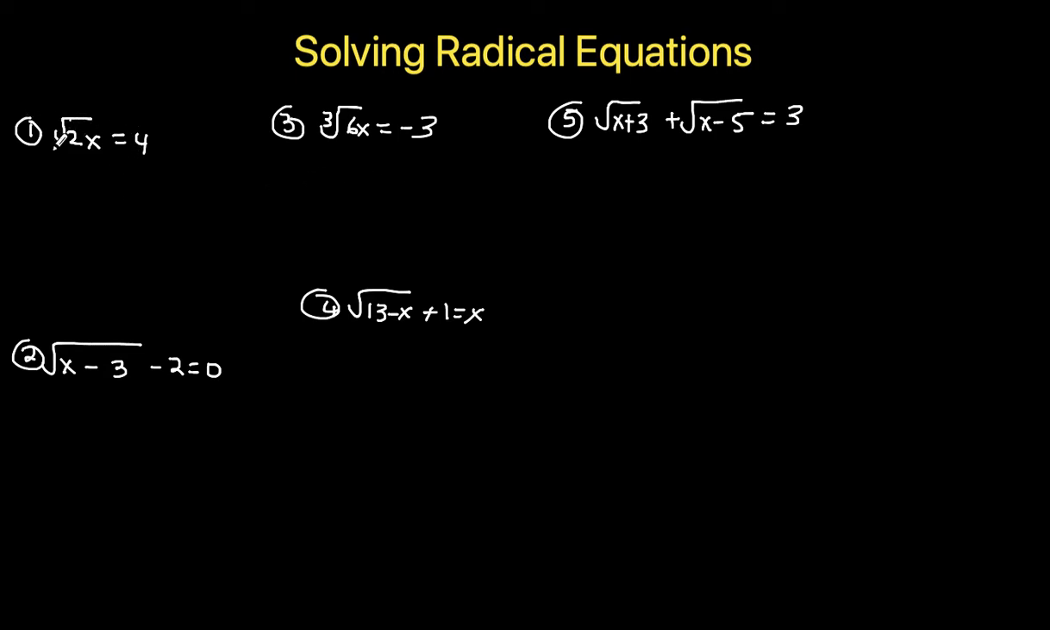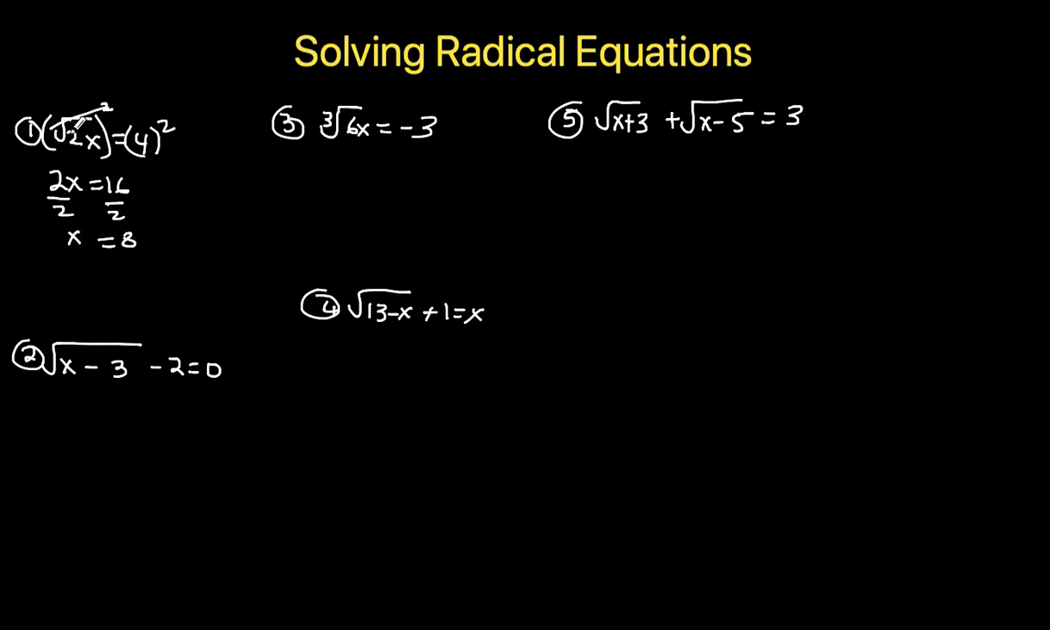Let's get started. Number 1, I have a square root, so it's already by itself. The inverse of a square root is a square. So square this side and square that side. The square will cancel the square root. That's what you want. So we have 2x equals 4 times 4 is 16. Now I just have a normal equation to solve for x here. Divide by 2 to get x equals 8.